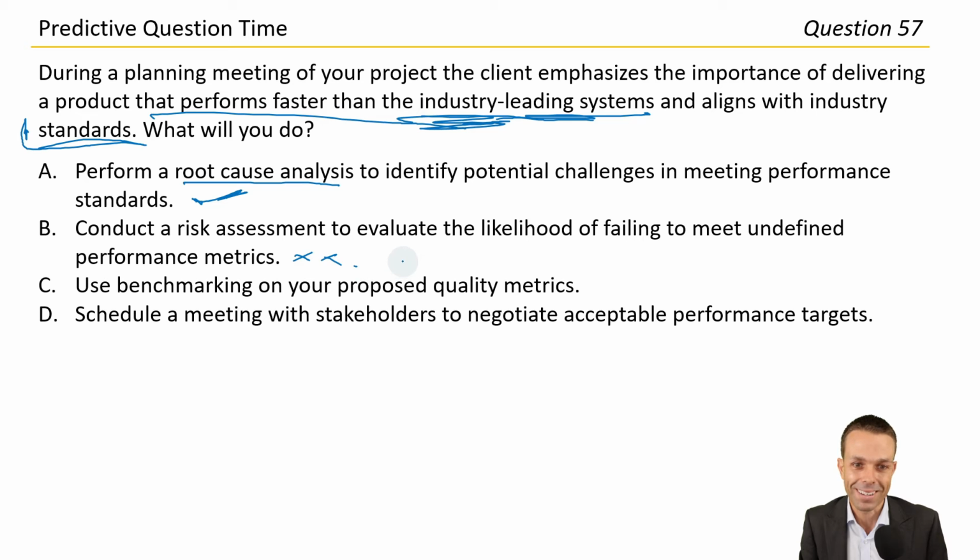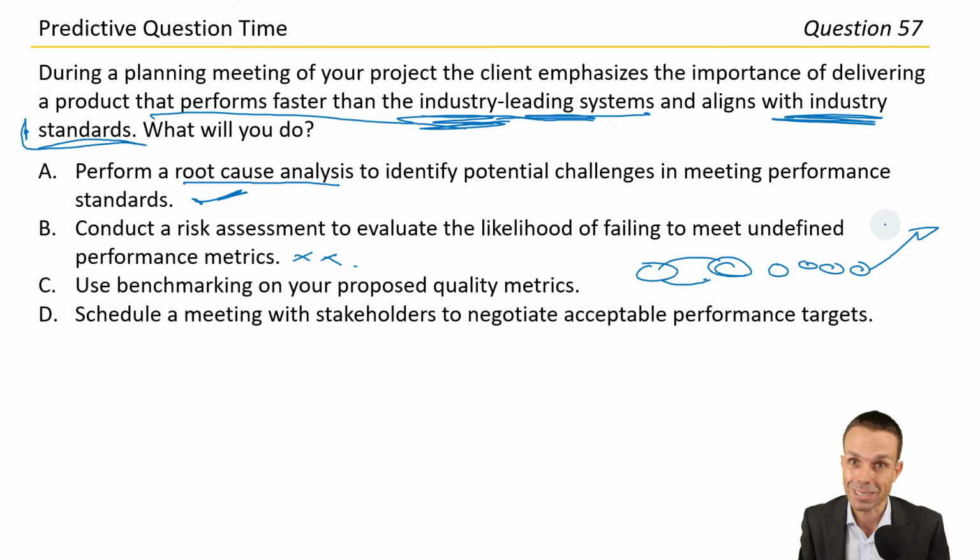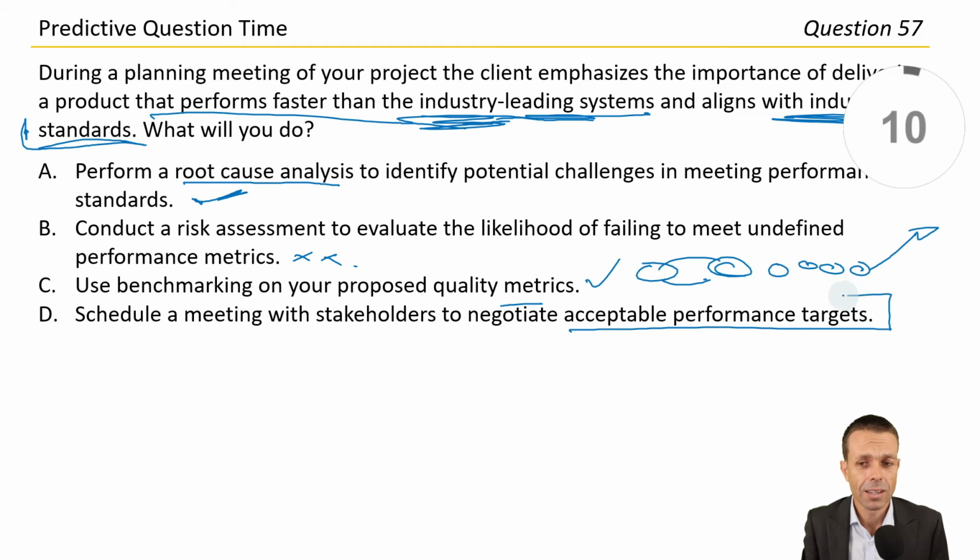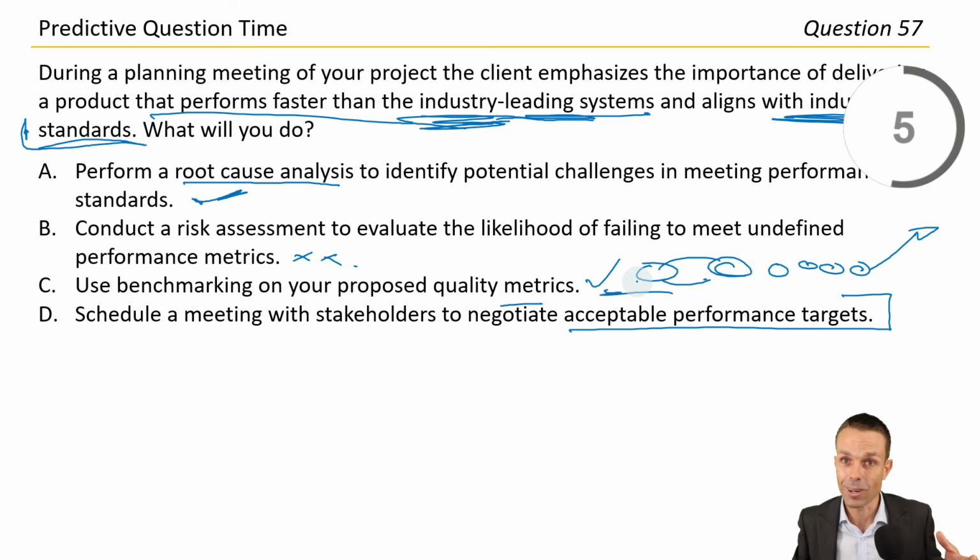Do we use benchmarking? Here we go. Benchmarking is comparing our product to other industry products or standards, and then seeing the gaps, and then using those gaps to deliver features to improve our product. Benchmarking. I think that actually could be our one. On your proposed quality metrics, that sounds pretty good actually. Schedule a meeting with stakeholders to negotiate acceptable performance targets, potentially, but the best one here is benchmarking because we're comparing. It's what it asked us to do. We're solving the real cause of the issue.